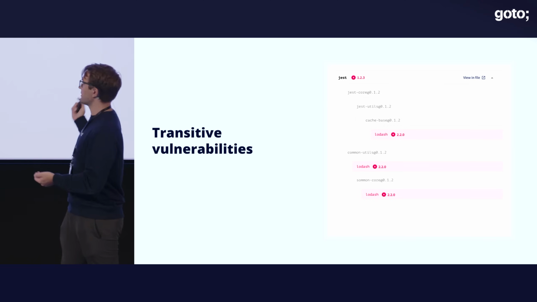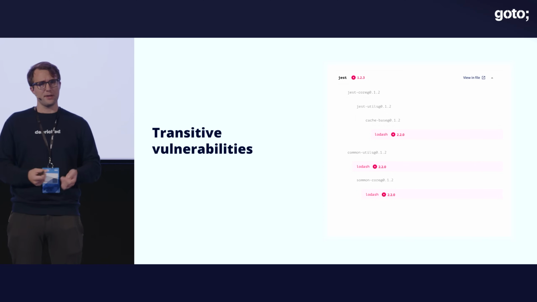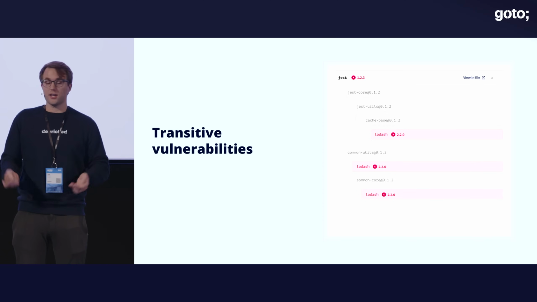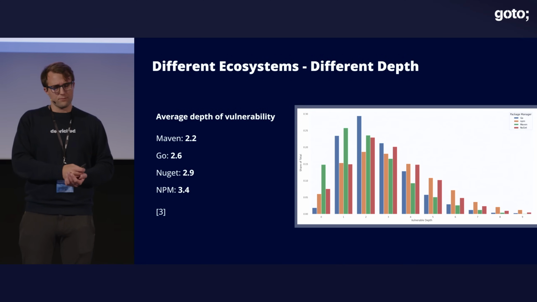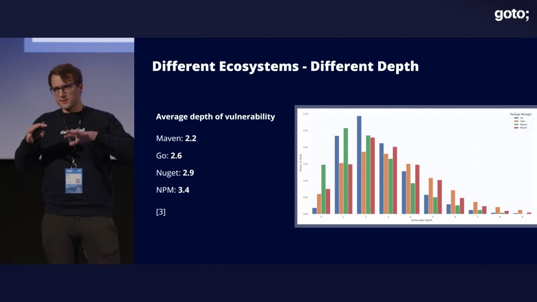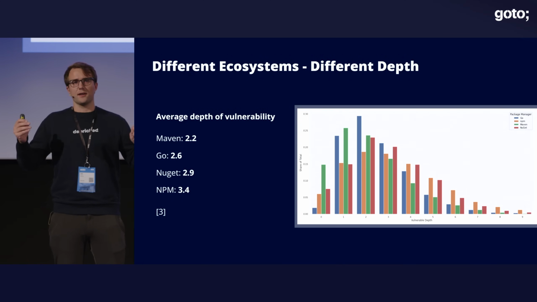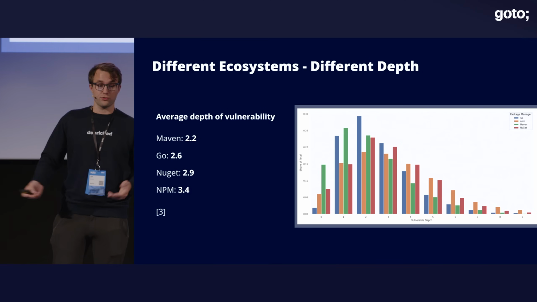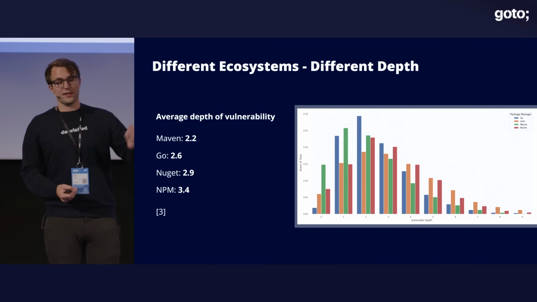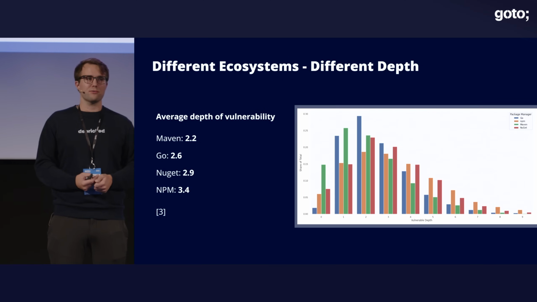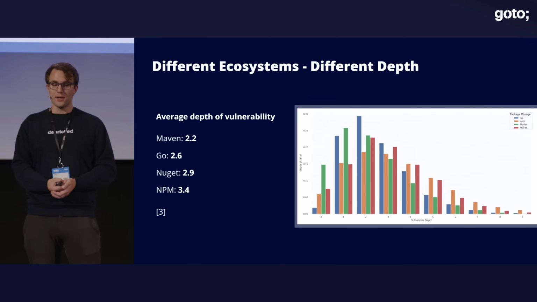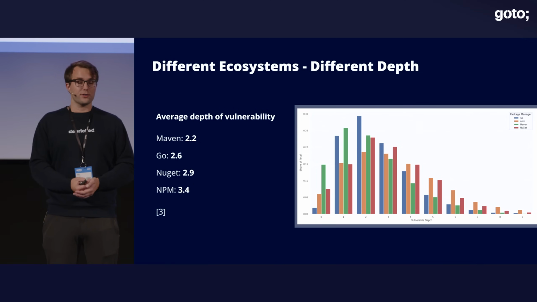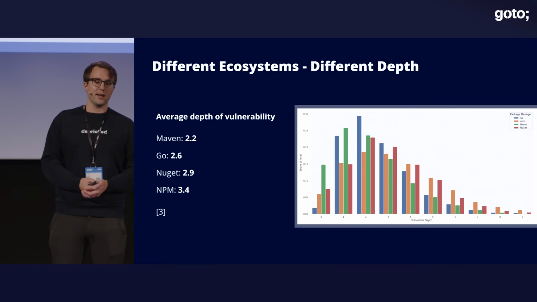So this is a typical case of a transitive vulnerability. There's lots of vulnerabilities in Lodash in particular. And vulnerabilities appear, as I said, at different depths, depending on what programming language you use. So we can see here that the most shallow communities in terms of vulnerabilities are Maven and Go. On average, a Java vulnerability appears at about 2.2 depths.